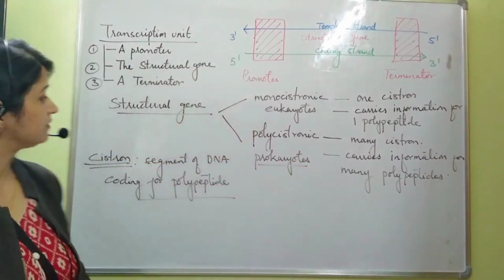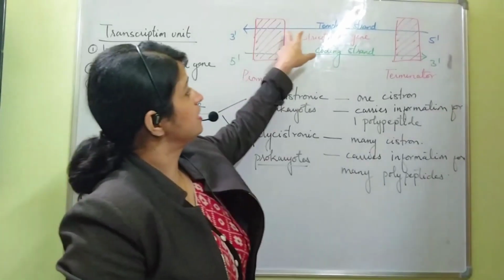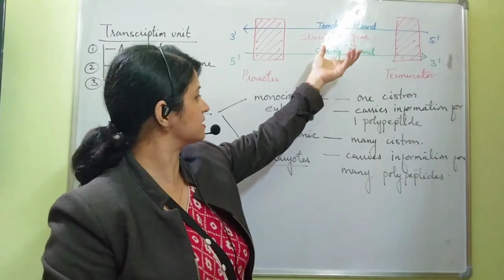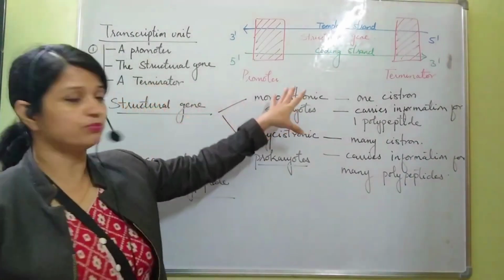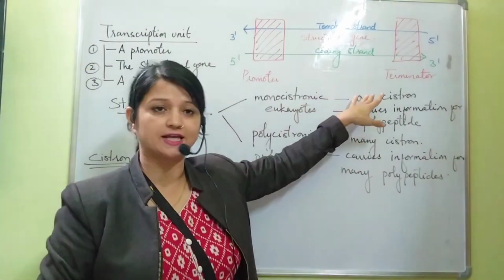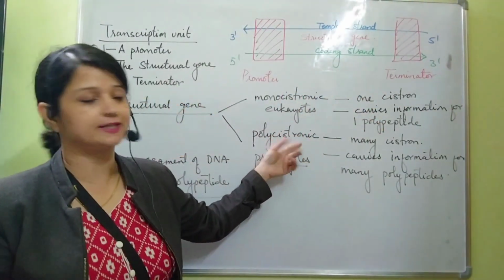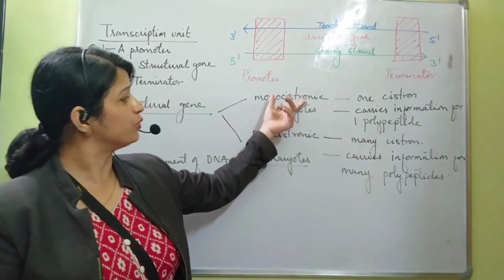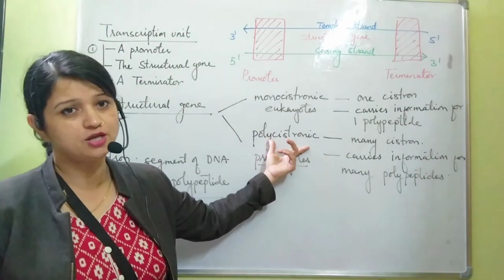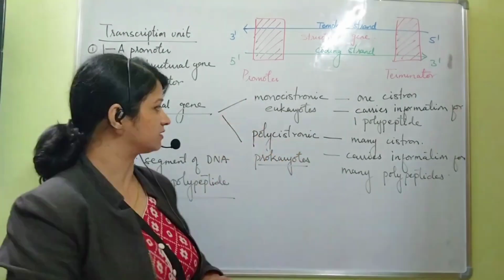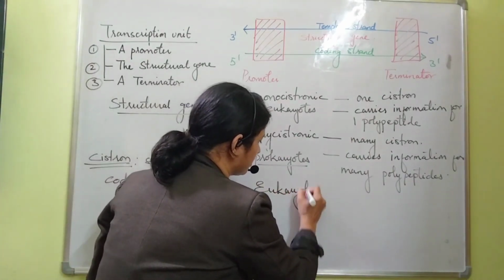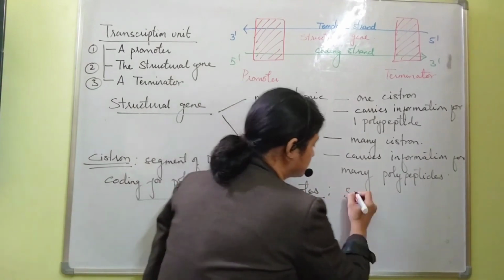So here we can see the structural gene. It is the segment, or we can say the area of DNA, which is required for the process of transcription, and this structural gene can be monocistronic or polycistronic. Monocistronic contains one cistron, polycistronic contains many cistrons, and monocistronic is present in eukaryotes while polycistronic is present in prokaryotes. One more important thing is that in eukaryotes, the genes are split genes.